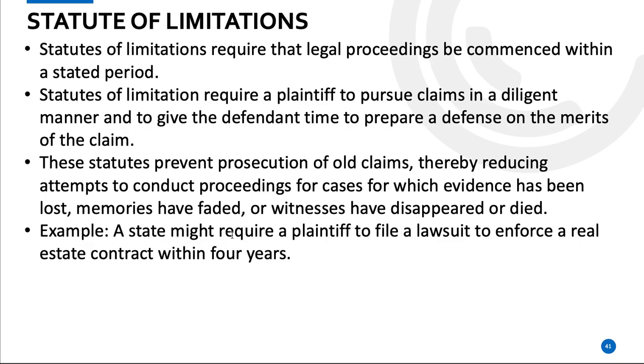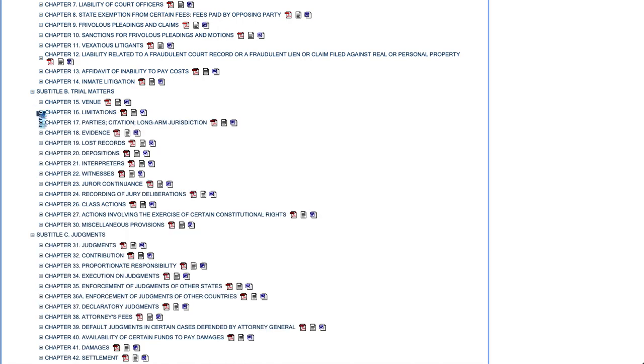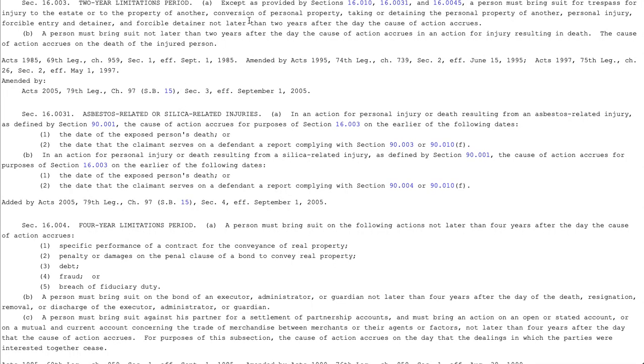So, for example, a state might require a plaintiff to file a lawsuit to enforce a real estate contract within 4 years. So let's go back to the Civil Practice and Remedies Code here. I'm going to close up venue, and right below venue is limitations. And so these are our statutes of limitations outlined in the state of Texas. So, for example, the 2-year limitations period is going to be for suit for trespass for injury to the estate or to the property of another, conversion of personal property.